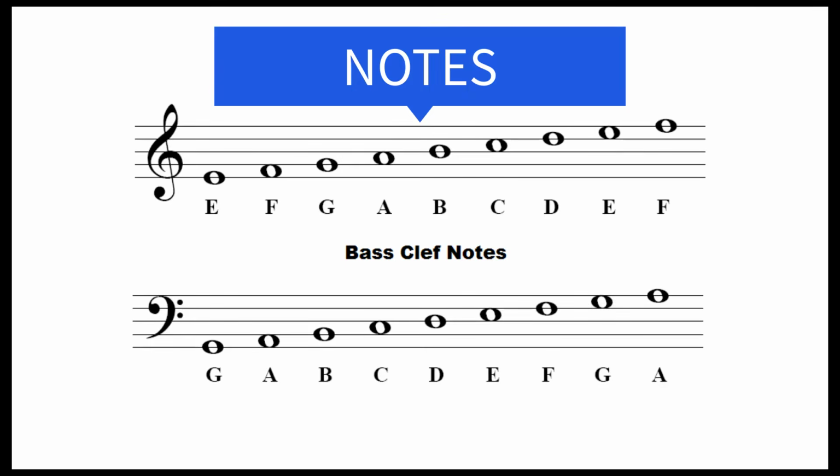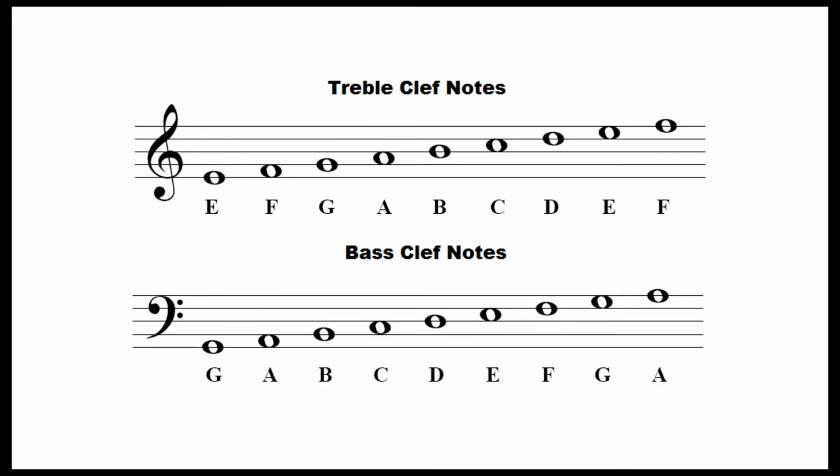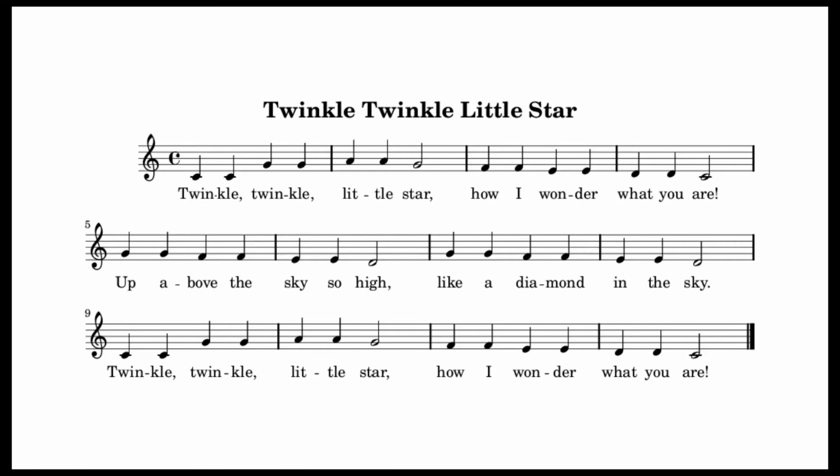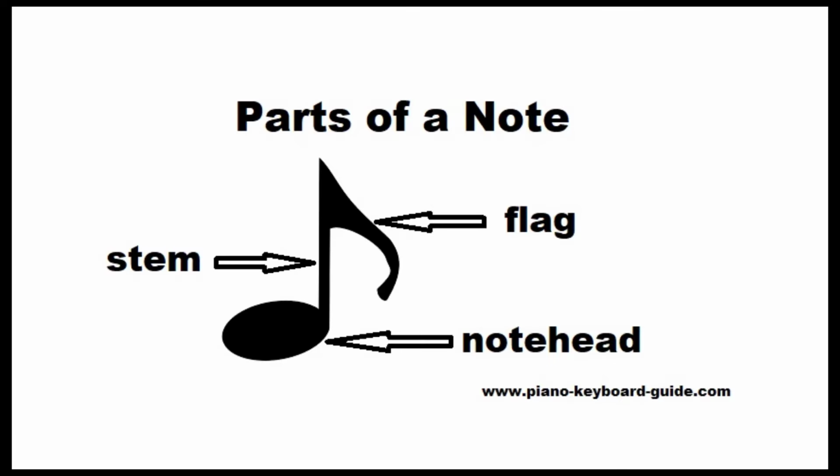Notes. Notes represent the pitch and duration of a sound. In other words, when you see a note on the staff, it's telling you what note letter to play on your musical instrument and for how long you should play it. Note symbols are a combination of up to 3 basic parts: the note head, the stem, and the flag.